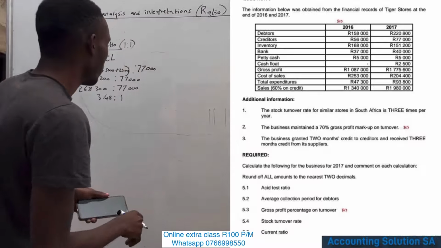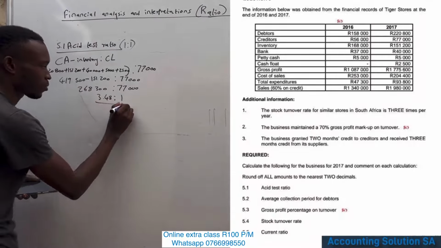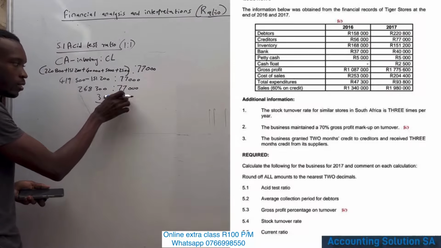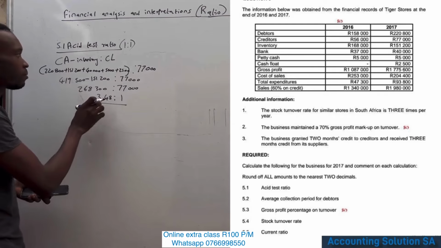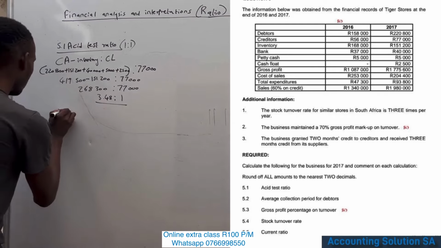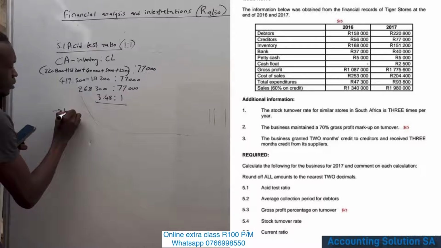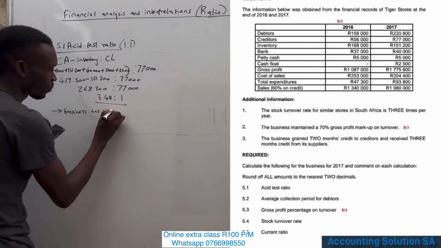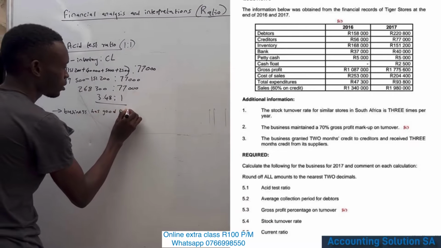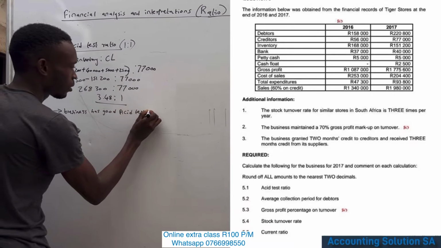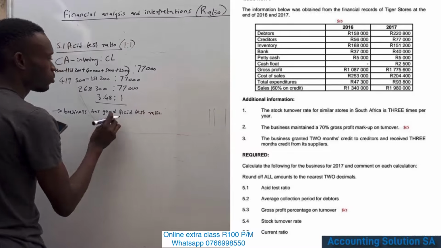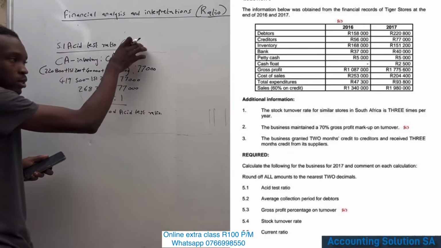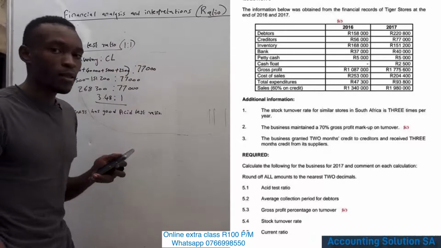What do you think? Is it good or bad? Obviously this is very good, guys, because our assets are greater than liability by 3.48 times, which means that in our comment, we are going to say the business has a good acid test ratio. Then you can also just point out that the norm is 1:1 and the result is 3.48.